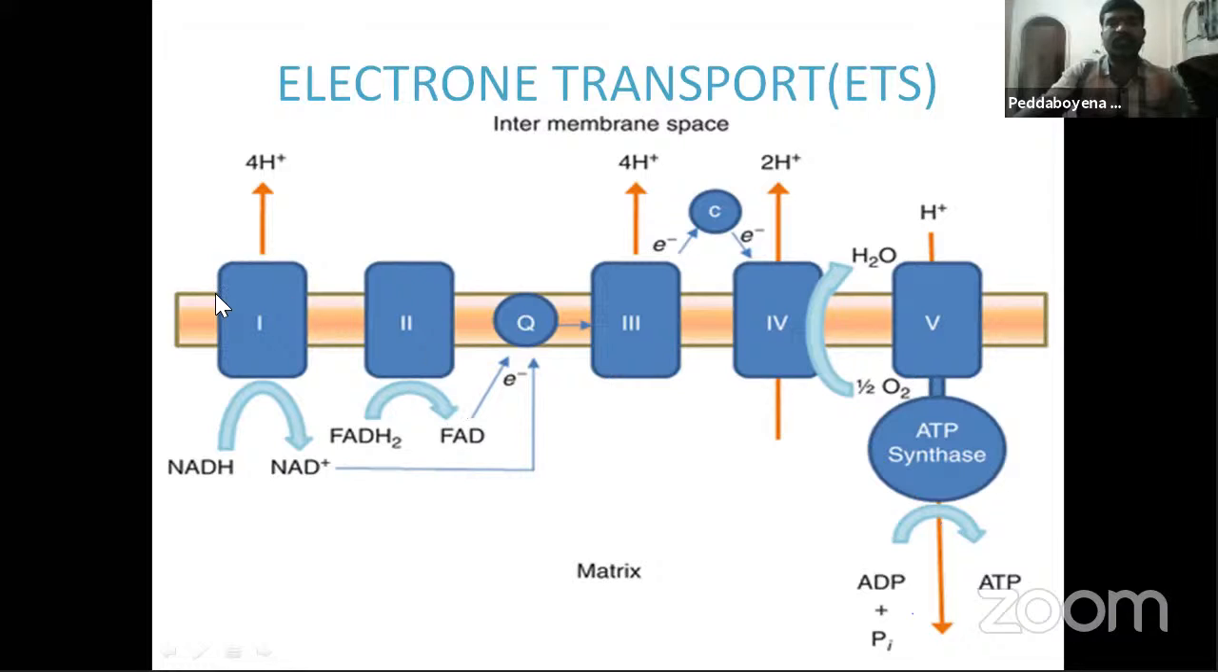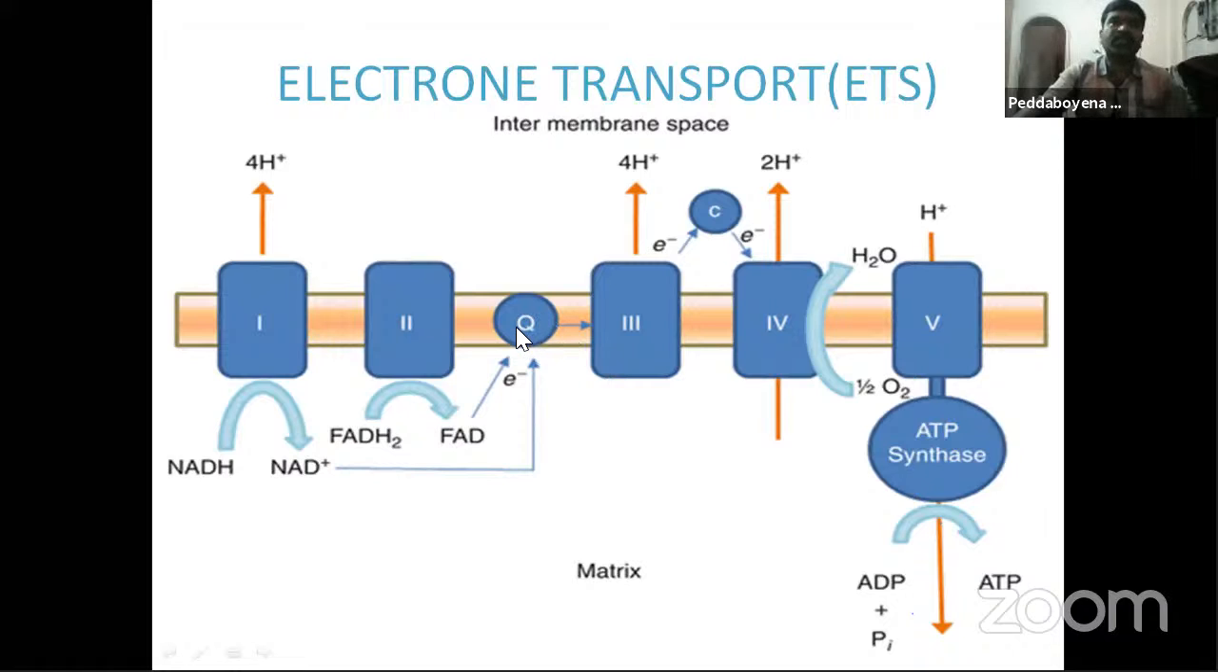In this prosthetic group is FMN. In this is FAD. And here Q is there, like in photosynthetic electron transport, a plastoquinone-like structure. So it is called ubiquinone. It is a lipid soluble quinone which can diffuse freely in the mitochondrial membrane. It is a structure similar to the plastoquinone found in chloroplast. It is the mobile carrier.